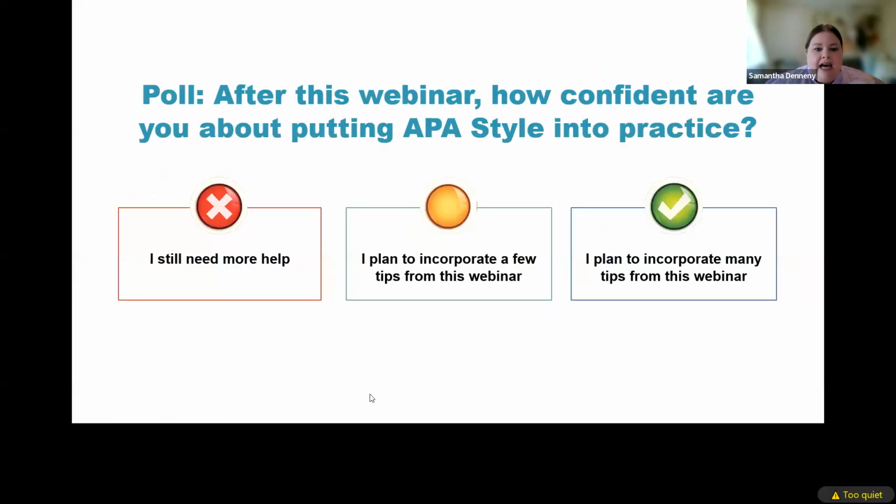So let's take a little recap, just a sense for how confident you feel about putting APA Style into practice after hearing those tips. So do you feel like you still need more help? Do you plan to incorporate any of these tips into your curriculum? Maybe you plan to incorporate many tips. Let us know.